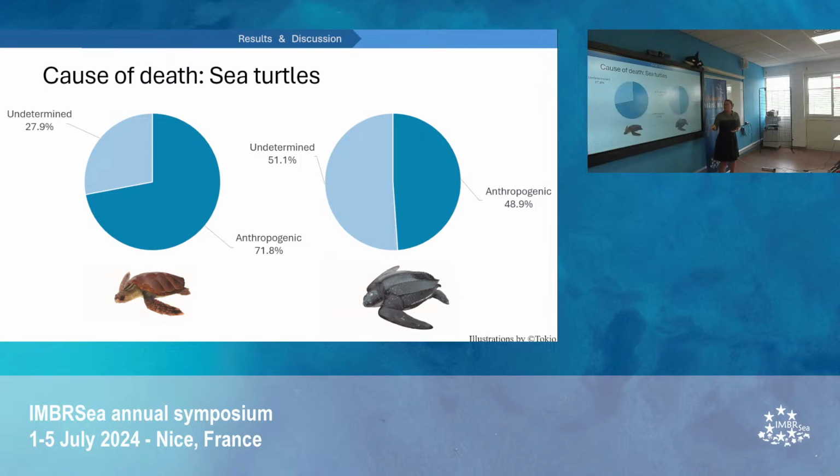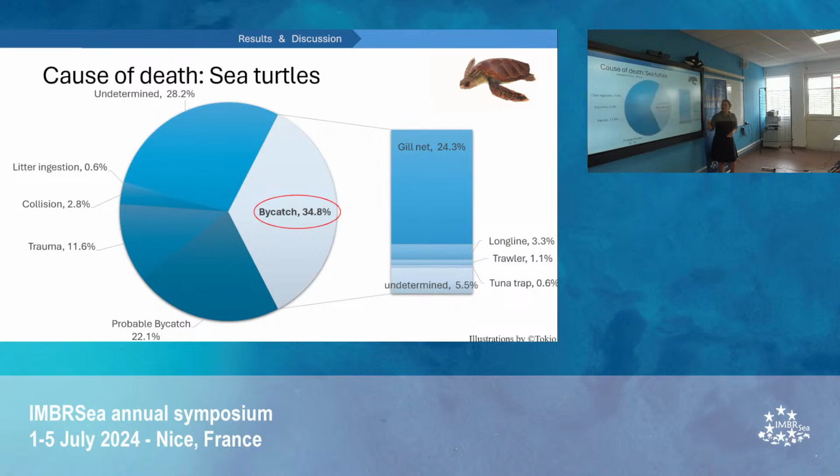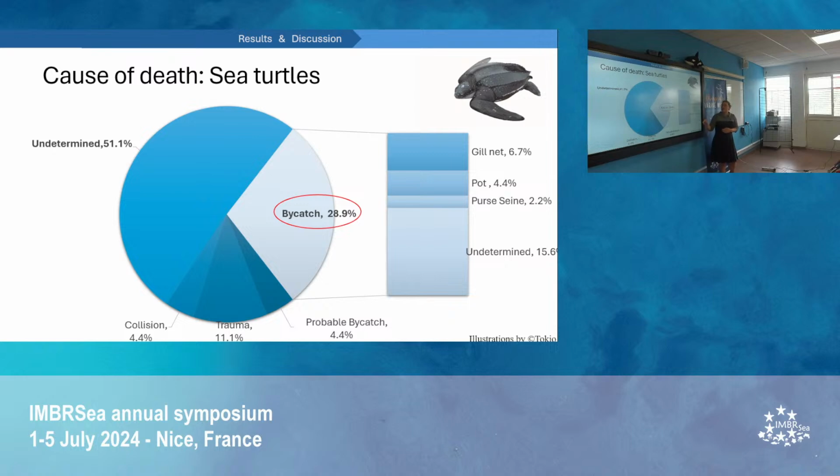For our sea turtles, again, we have high levels of anthropogenic causes of death. For our loggerhead sea turtles, our bycatch was significant. Notably, they are dying more due to gill nets. And for leatherbacks, bycatch was also significant, and undetermined causes of death were significant.